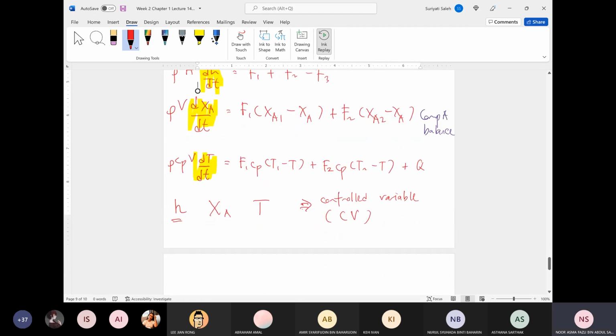And then for the XA, the composition, why do we need to control the composition? Of course, every unit operation has its own objective. Normally for the mixing tank, we need to obtain the desired composition of the component. That's why we mix the components. So in the end, we achieve the target composition. So XA is also considered as a control variable.